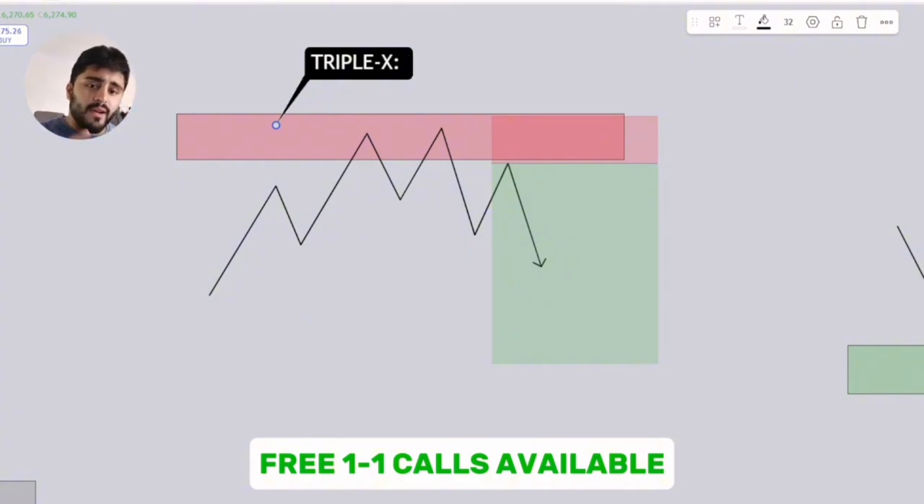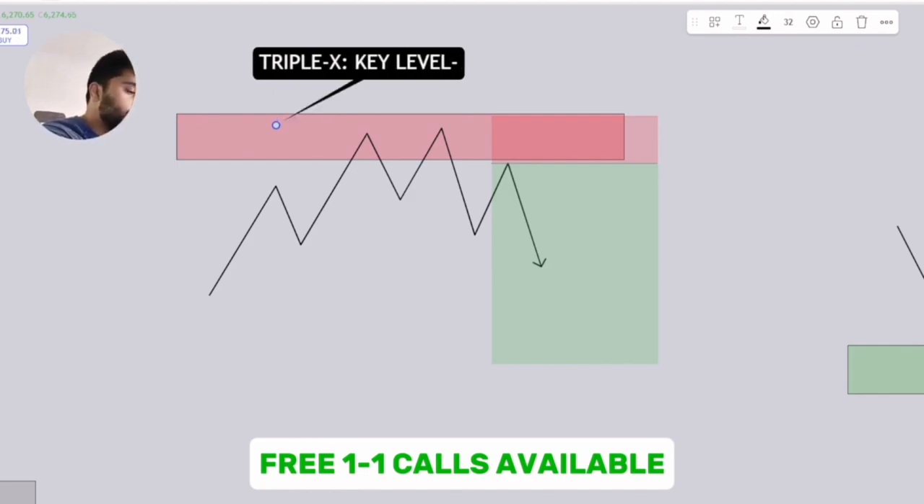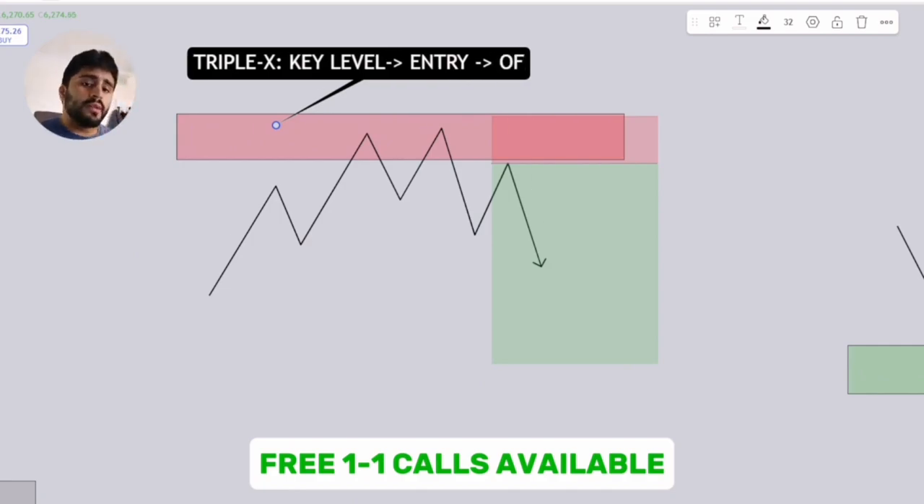If I were to break this down even more simply for the SMC ICT traders, or just generally anyone, you're looking for a key level to trade from. You're looking for price to enter the key level, so you're looking for an entry. Then you're confirming everything with the order flow. So I'm just going to write OF, order flow. And that's what we're going to be going over.